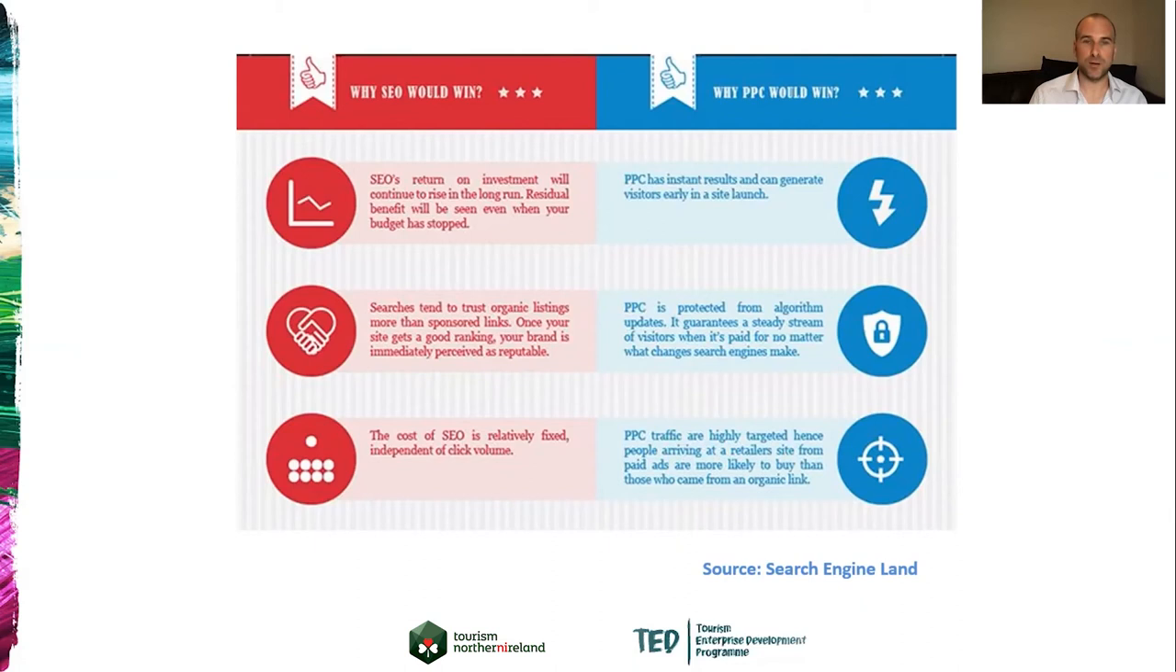However, some people would prefer pay-per-click because it gives instant results. It can generate visitors early in a site launch. So for instance, if I was a new business or I was starting up a new marketing campaign, and I didn't have the time to invest in medium to long-term results in search engine optimization, I might want to go with a Google AdWords campaign that would give me immediate results and can be set up quickly. Also, pay-per-click is protected from algorithm updates.